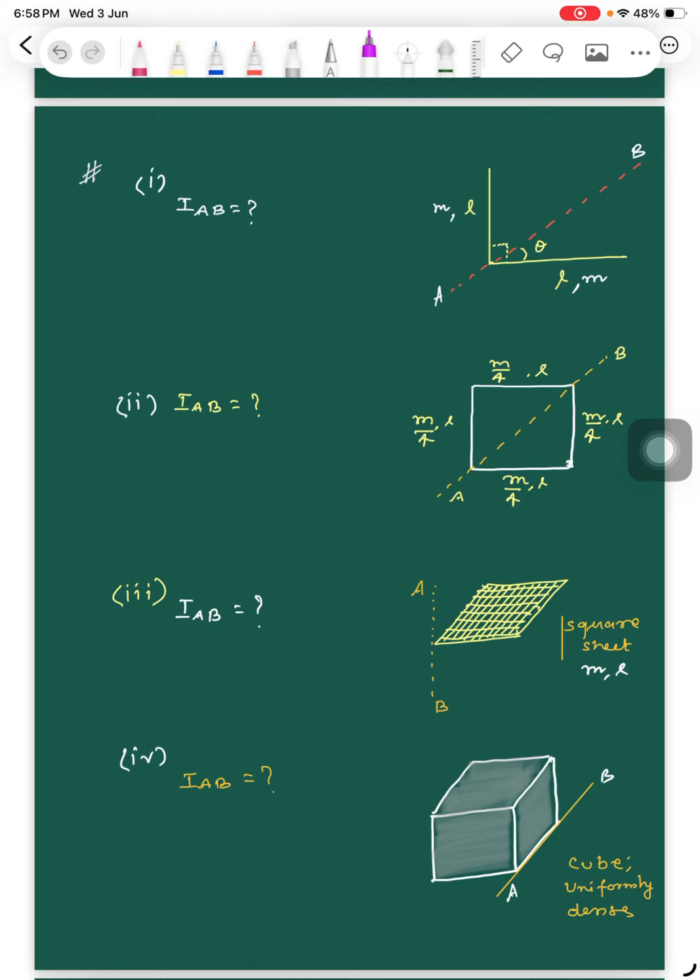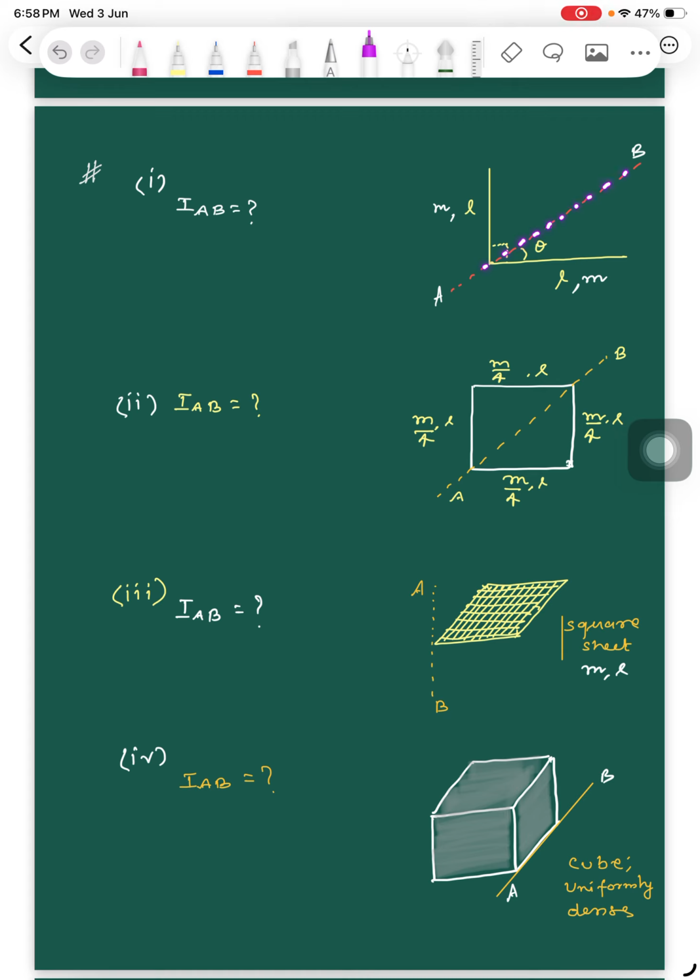Let us see a few problems of moment of inertia for NEET. इसमें दिया है there is an L-shaped frame with uniform density. Each side has length L, mass M, and in the plane of the frame there is a line passing through the junction. This line is making angle theta from one rod. We have to find I about this line.